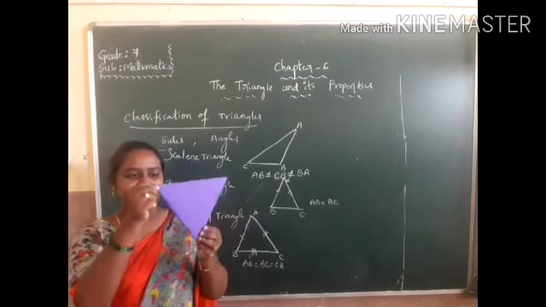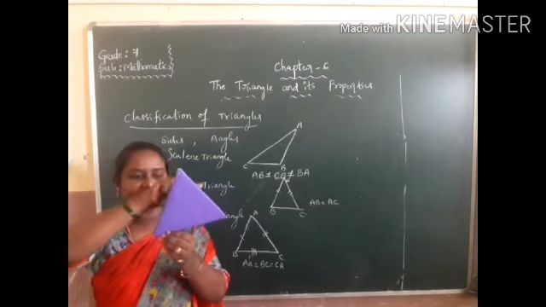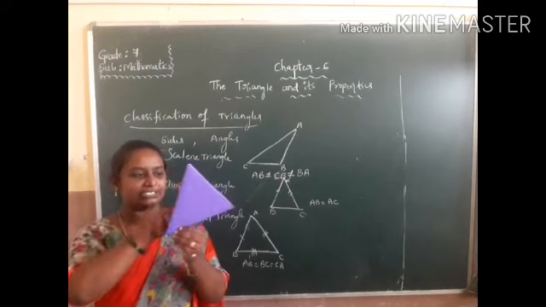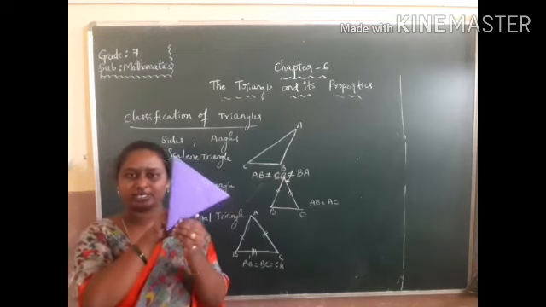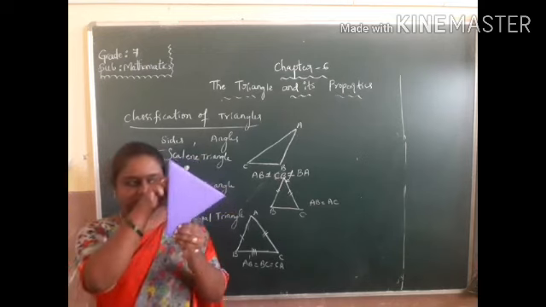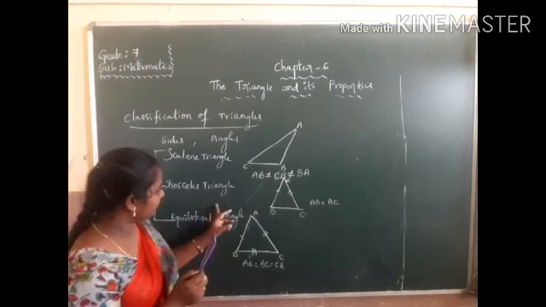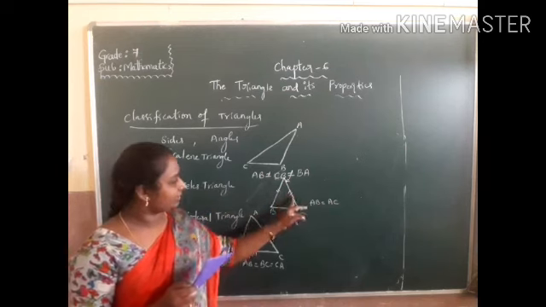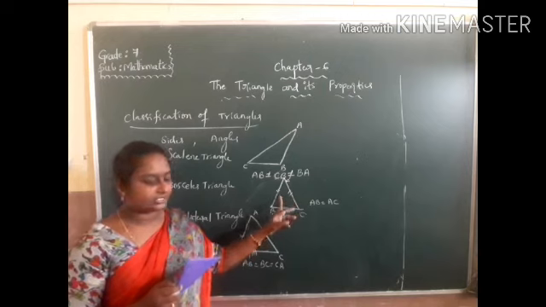If you turn these triangles to this side, there is no change. That means this length has how much? This one is also the same. If you observe, in an isosceles triangle, only two sides are equal.